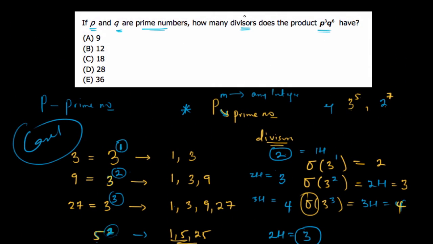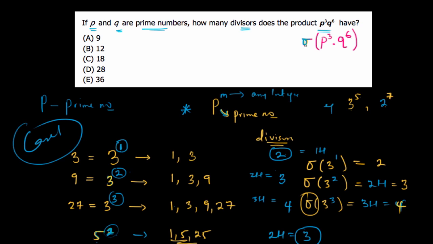The question says, how many divisors does the product p to the power 3 q to the power 6 have? And we are told that p and q are prime numbers. So what we have here is p to the power 3 and then q to the power 6. We are told to find how many divisors the product has. So the number of divisors, we said, is just going to be sigma of p to the power 3 times q to the power 6.